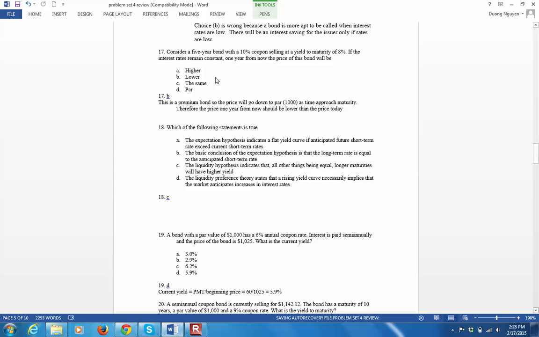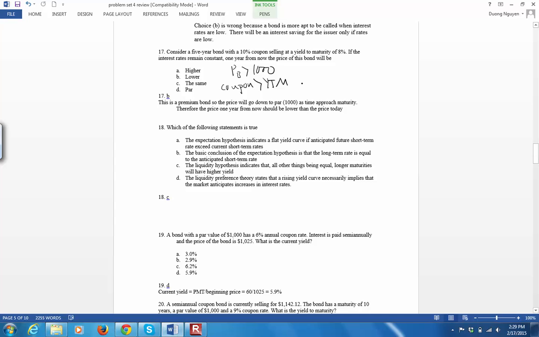Now number 17, very similar. You can see that this is a premium bond. The price of the bond is more than $1,000. When does this happen? When the coupon of the bond is more than the yield to maturity. So when the coupon is more than the yield to maturity, the bond is selling at a premium because the bond is attractive.